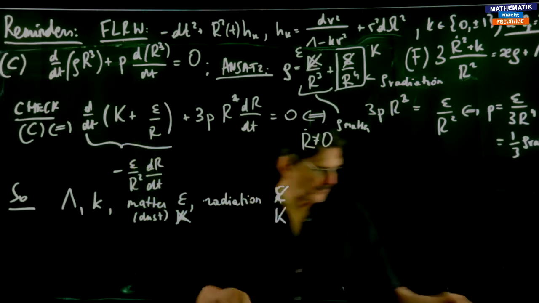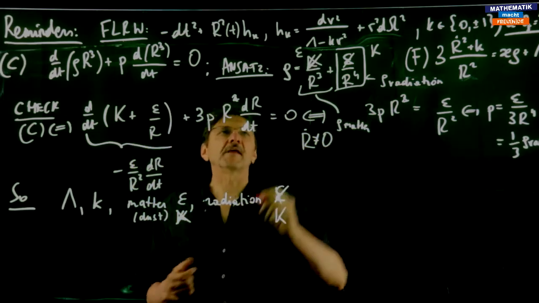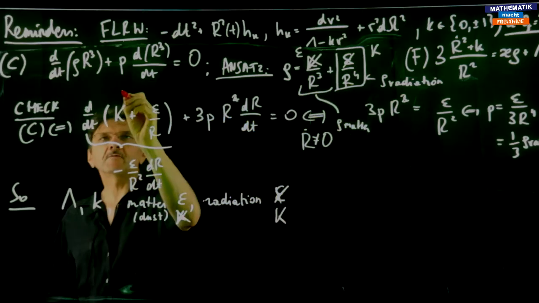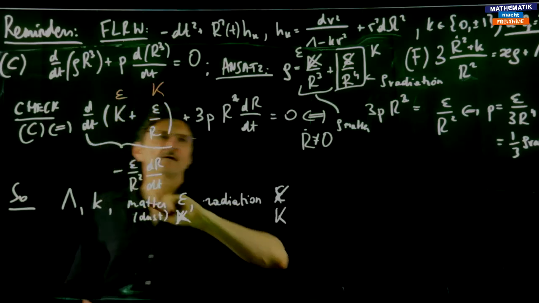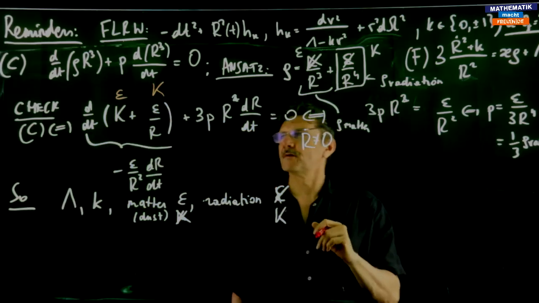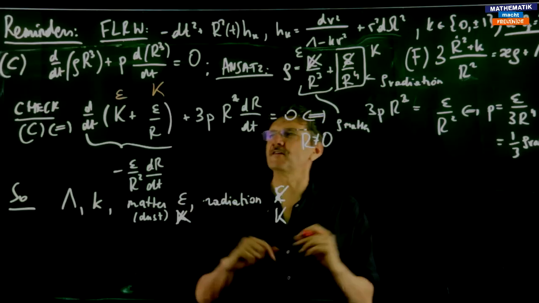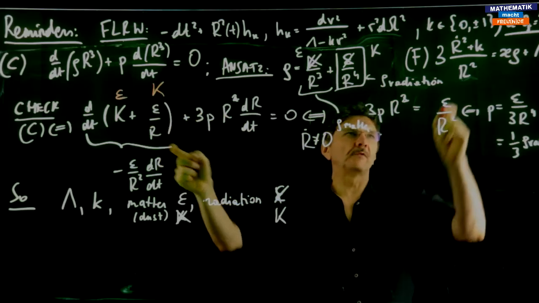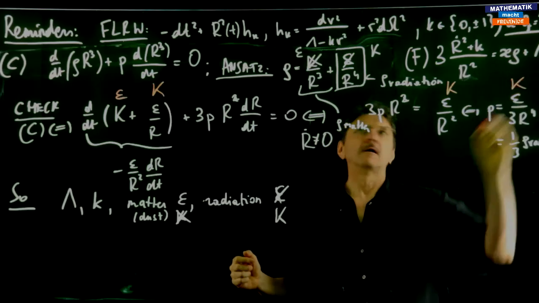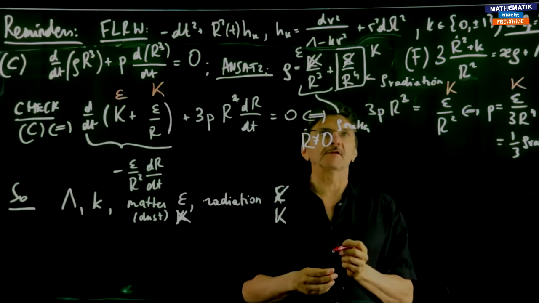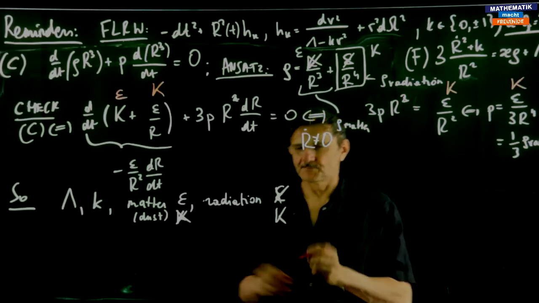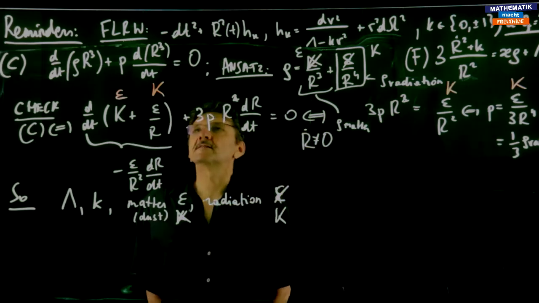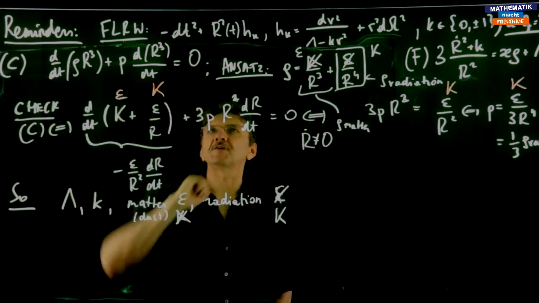So let me do it again for your sake. We put epsilon over R cubed plus K over R to the fourth. So now this would become an epsilon, this would become a K. You don't have to write this, but if you want to make sure that I'm not cheating or anything. So then this epsilon here would become a K here. And we're back at where we started, right? Good. So we have an ansatz, and we have solved equation C.